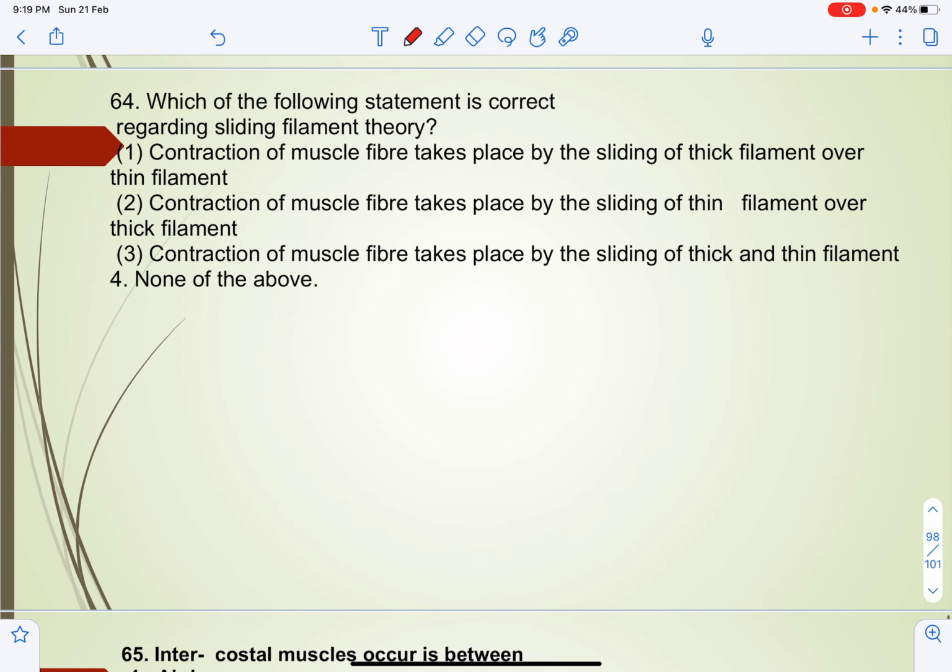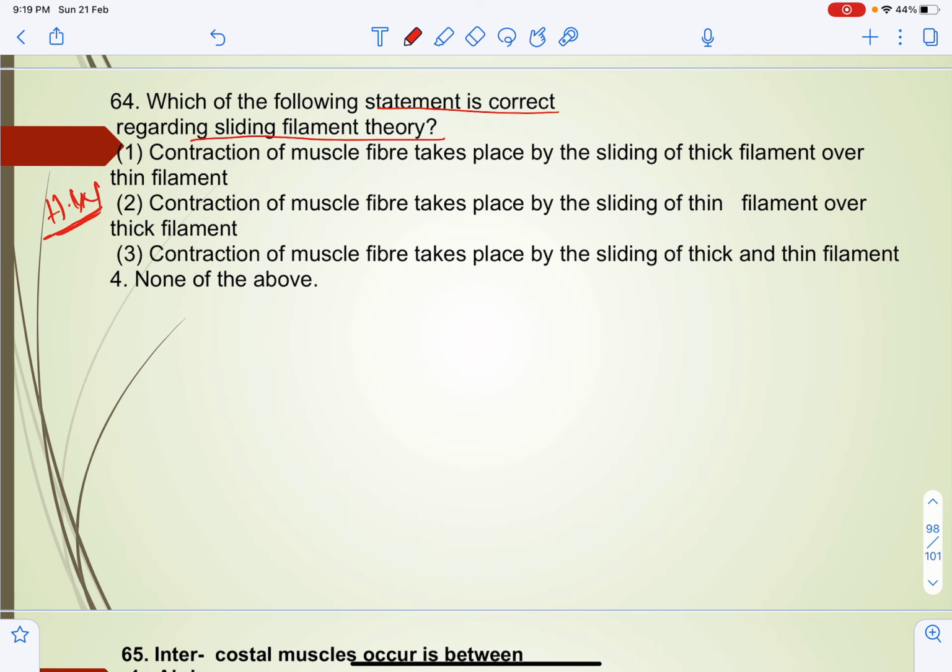Which of the following statements is correct regarding the sliding filament theory? So this is for your homework. This type of question was already solved once, so you can solve this.